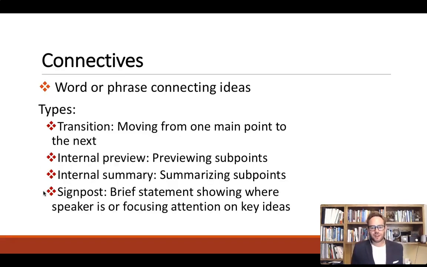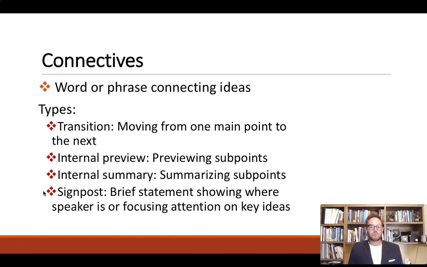So lastly, we will talk on connectives, and these are words or phrases connecting ideas. So there are a few different types that we could integrate into our speeches. The most notable, I think, is the transition statements or connectives. And these are statements that you're going to place between the introduction of your speech and the body, and between the body and the conclusion. So typically your speech is going to have two major transition statements, and that again is transitioning from the introduction to the body and then transitioning from the body into the conclusion.